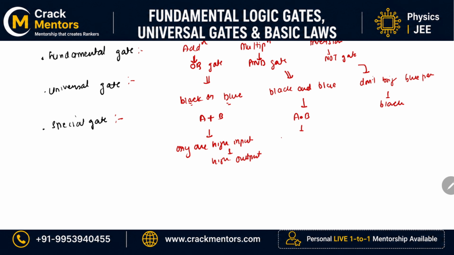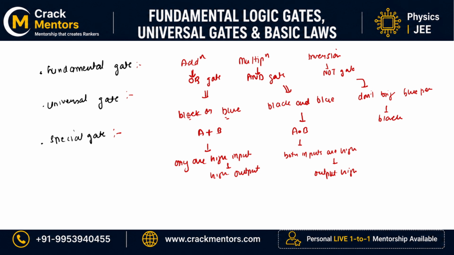When both of them are high, or I can write this as when both inputs are high, output is high. Output is high only on the condition when both of the inputs are high. If any one of the inputs is low, the answer turns out to be low. Got it? Are you able to process that?